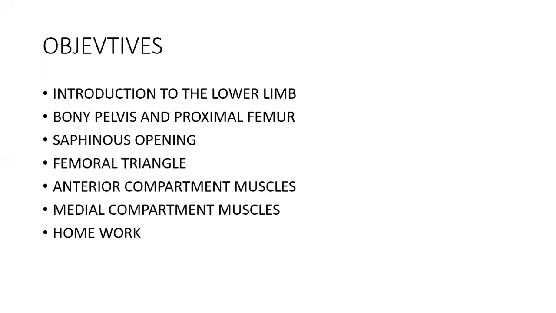So the objectives of this session are as follows. I'm going to introduce the lower limb. After that, I'll talk about the bony pelvis and the proximal femur. I'll talk about the saphenous opening and what structure passes through it. I'll talk about the femoral triangle, the boundaries, and the contents. And I'll also talk about femoral hernia a bit here.